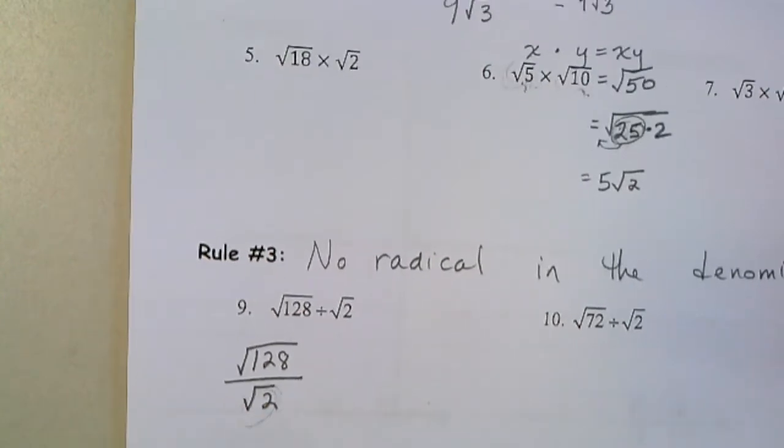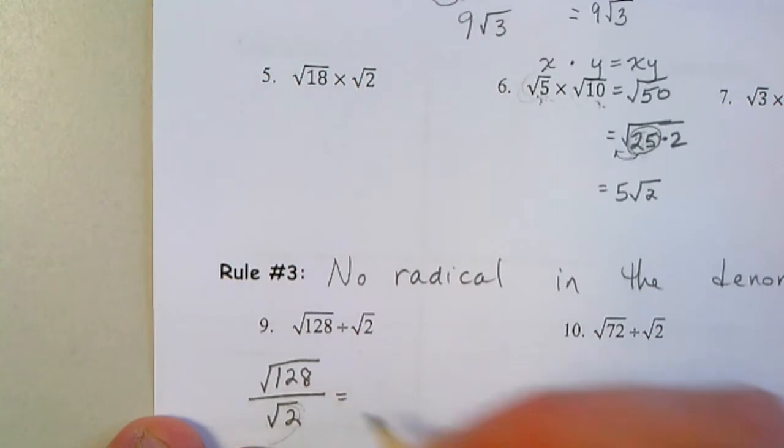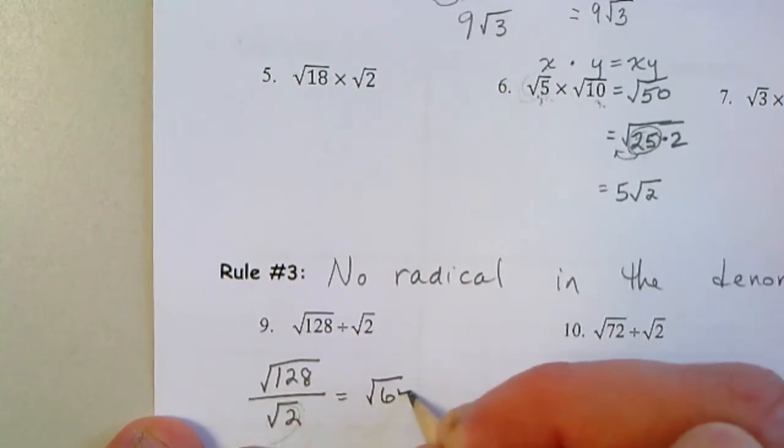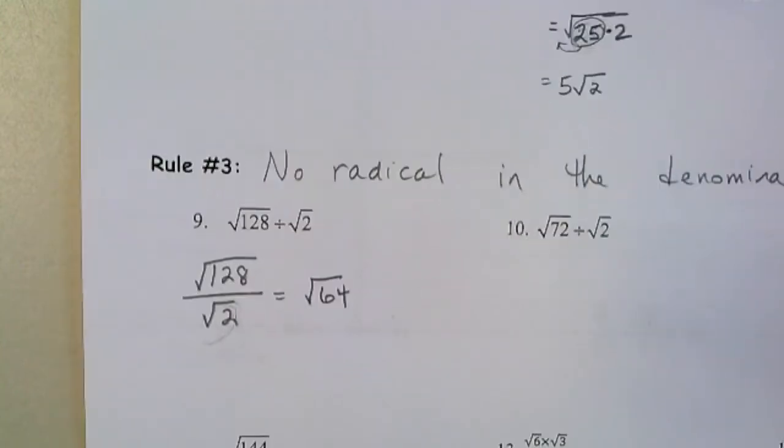I can't have that. So one thing I can do here is, I know that 2 goes into 128 evenly. So I can actually divide these out. So 2 goes into 128 64 times. So I've got the square root of 64. Now, in your head, it should be something, your spidey sense should be going off, right? It's like you've seen Spider-Man recently. There's something interesting about this.